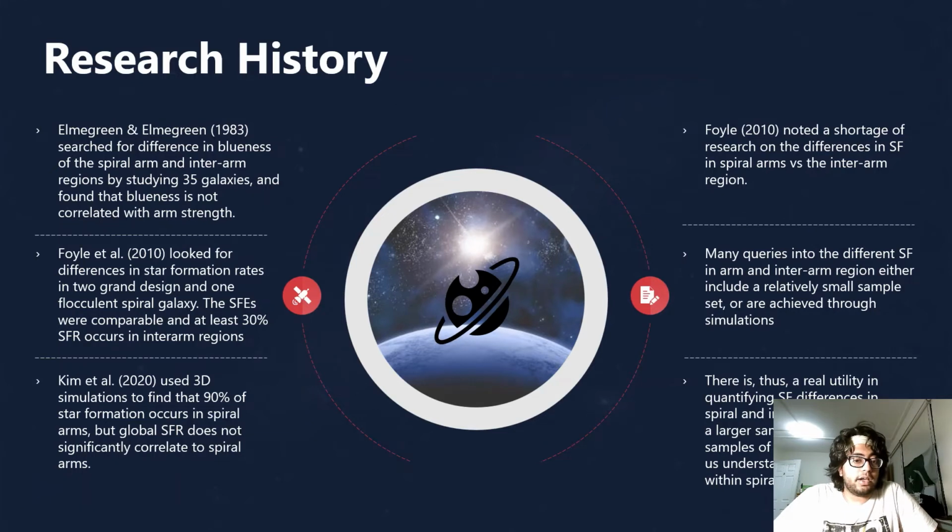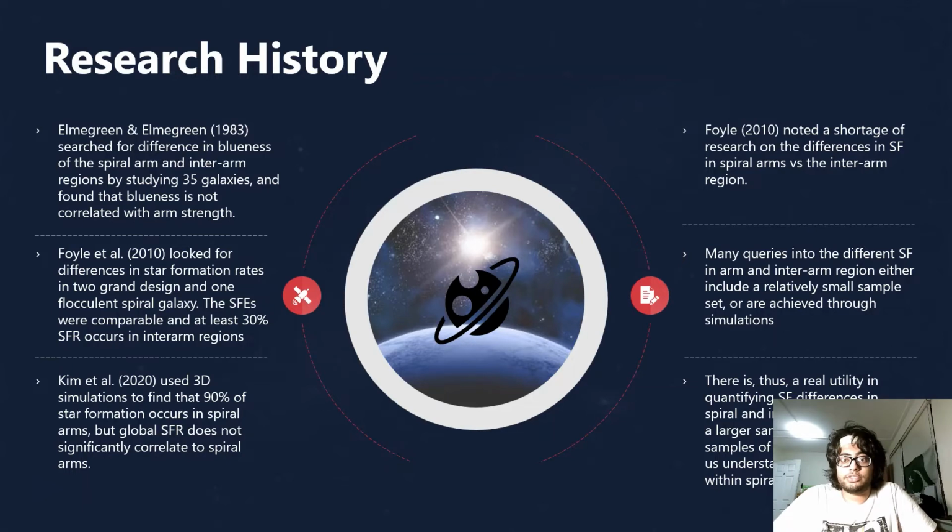We also have Kim et al. 2020, and this is a different approach where the team used 3D simulations to find that 90% of star formation does occur within spiral arms, but the global star formation does not significantly correlate to spiral arms themselves.